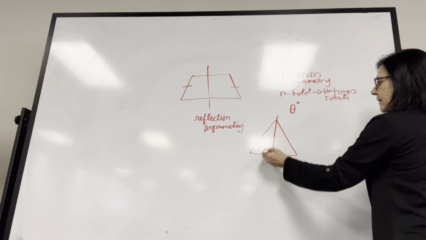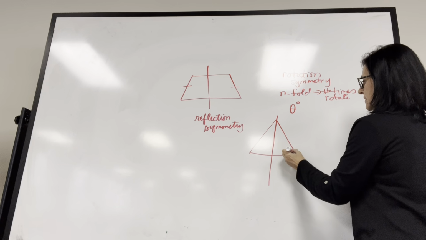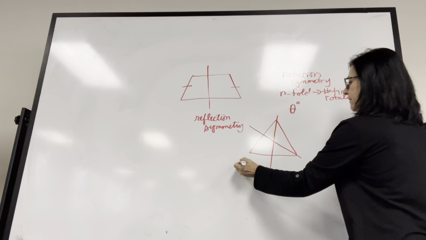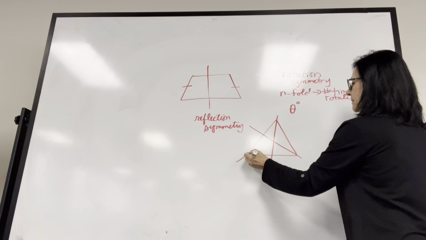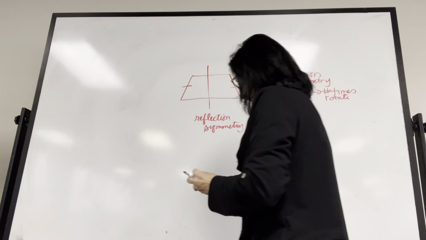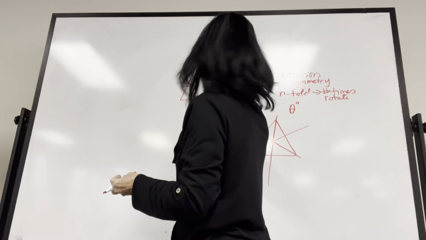This would be a line of symmetry. This would be a line of symmetry. This would be a line of symmetry. Got it? What about a square? Does a square have reflection symmetry? Yes. How many?